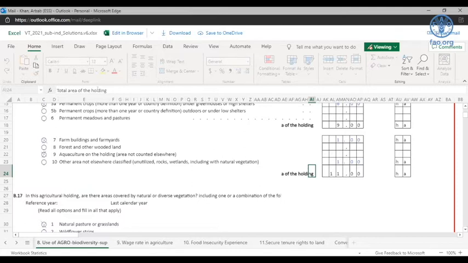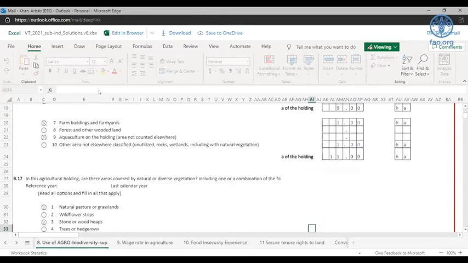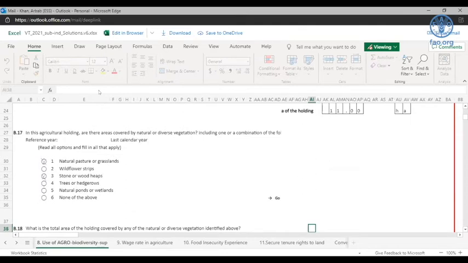The reason being that one of the criteria is designed whereby we see the extent to which the holding has allocated land area to natural vegetation. And hence, once we take that into account, we must reflect that in the denominator as well for us to have a proper estimation of the sub-indicator. So as I was mentioning, a set of questions are asked, of which the first one is: in this agriculture holding, are there areas covered by natural or diverse vegetation, including one or a combination of the following? And then basically we pick one of the six options that we have provided here.